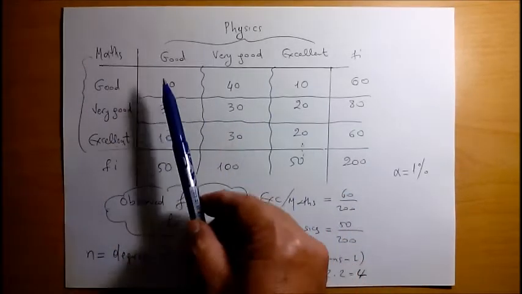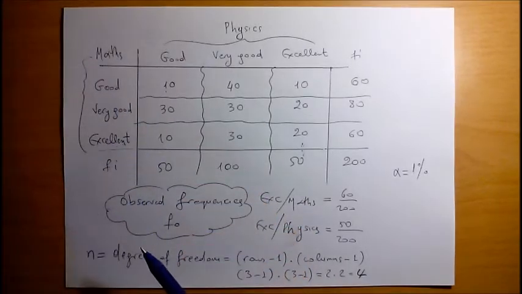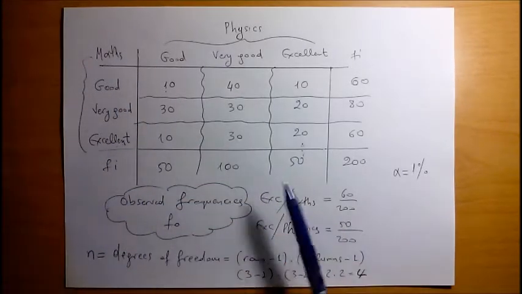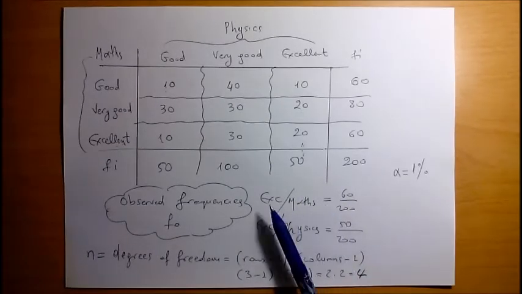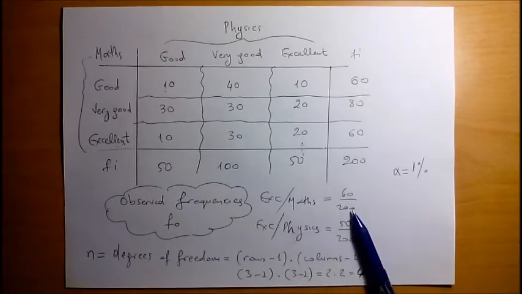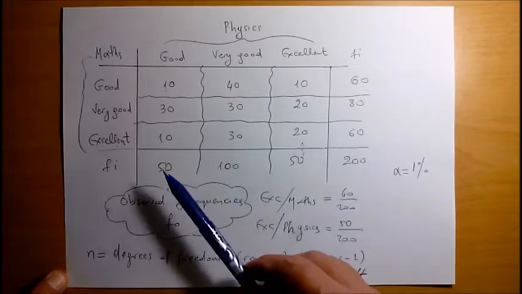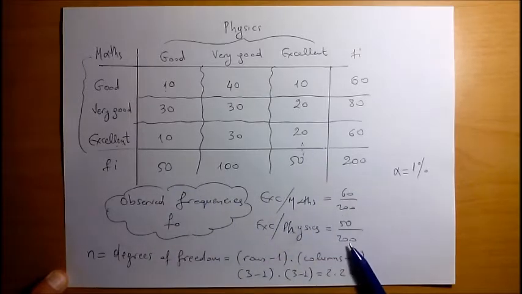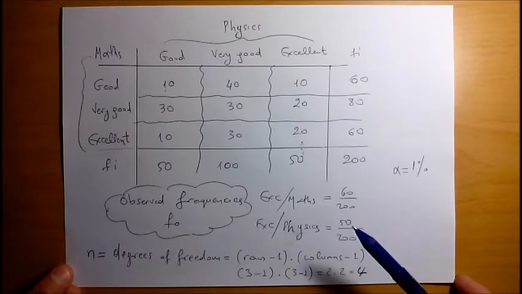For physics, we have good, very good, excellent. For maths, good, very good, excellent. These are the observed frequencies. For example, for excellent maths, we have 60 out of 200 students, and for excellent physics, we have 50 out of 200 students. As I said earlier, these are the observed frequencies.